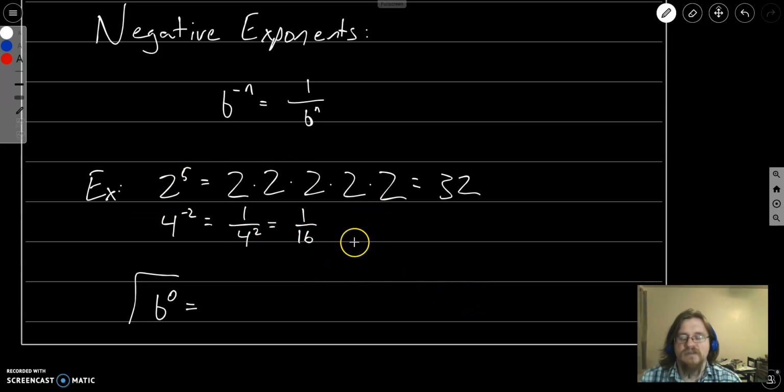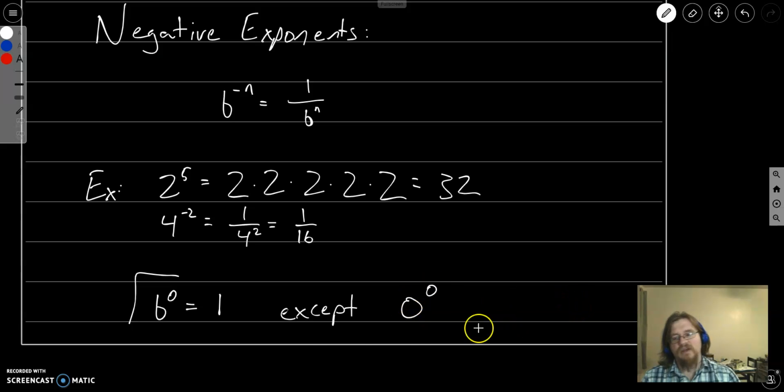So far, so good. The only integer that we haven't talked about is 0. Anything to the 0 power we will treat as 1, except 0 to the 0. If you have a positive number to the 0 power, it's 1. If you have a negative number to the 0 power, it's 1. But the only time that something to the 0 power isn't 1 is if we have 0 to the 0, which is undefined.